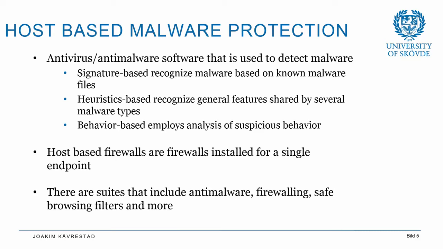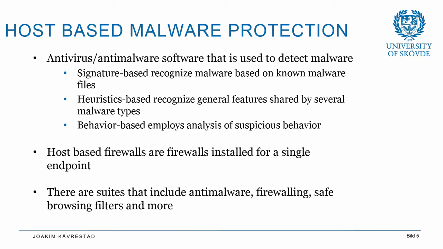Antivirus or anti-malware software is of course used to detect malware in different ways and handle it, and there are three common algorithms that are used to detect malware. The simplest one is signature based, which recognizes malware based on known malware files. We have a database of known file signatures, and we match that to new files. When we do a scan, we match those against file signatures of the local files to see if we have any viruses in that way. The drawback is that we can only detect viruses that have been detected before. We won't get any new malware in this way.